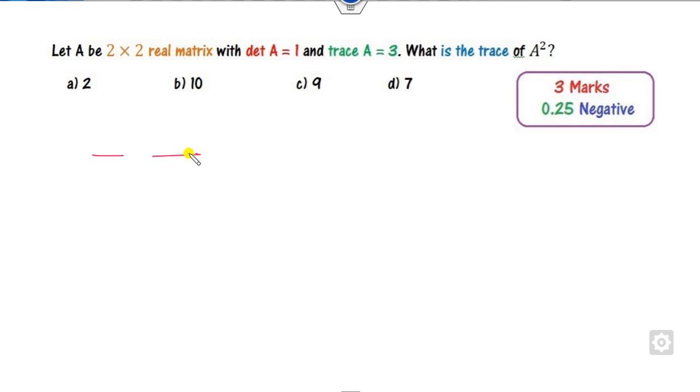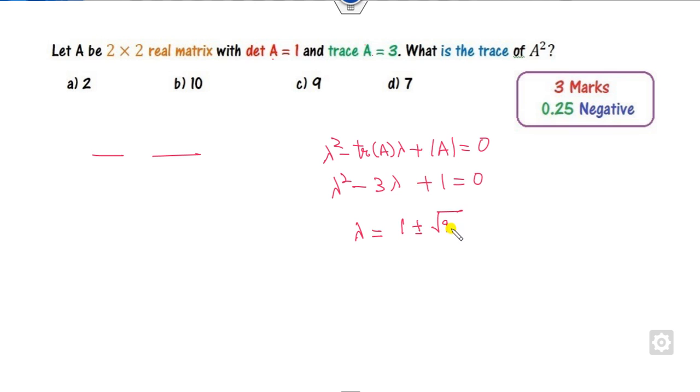Okay. A is my 2 cross 2, determinant is 1, trace is 2. So I can write this as trace of this plus determinant of A. Trace is my 3, determinant is 1. So what are the eigenvalues of this? So I can say (3 plus minus root of 9 minus 4) over 2. So it is (3 plus minus root 5) over 2. So one eigenvalue is here, second eigenvalue is here.